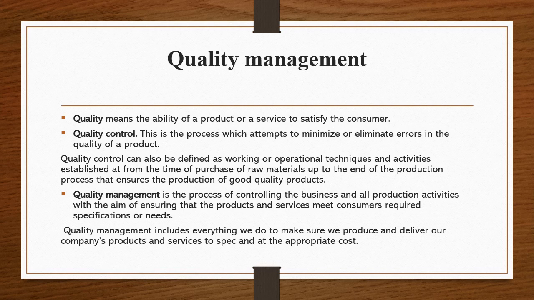So we may have other definitions of quality management, and generally quality management includes everything we do to make sure we produce and deliver our company's products and services to specific individuals at the appropriate costs. Generally, production begins when raw materials are purchased, and it ends when a product is sold. So whatever is done, even during delivery, even the costing of the product, all of it is under what we call quality management.